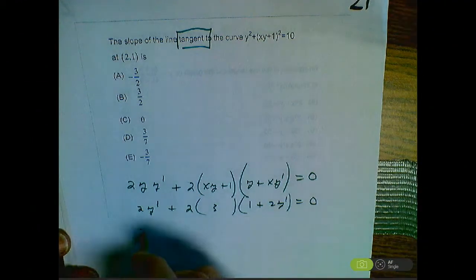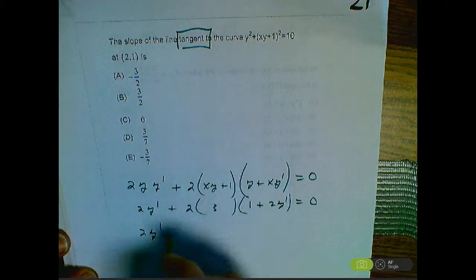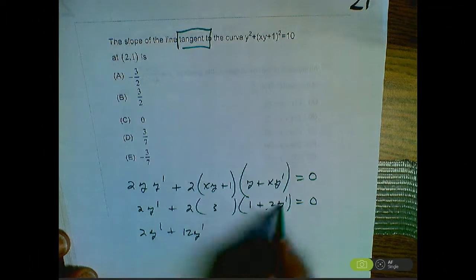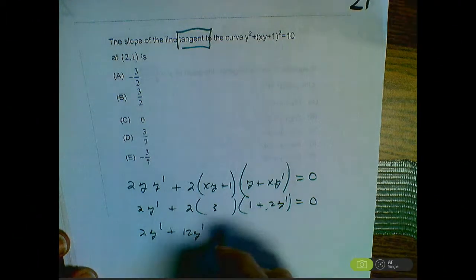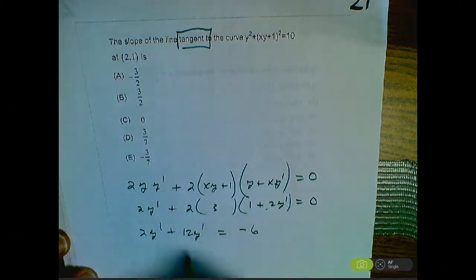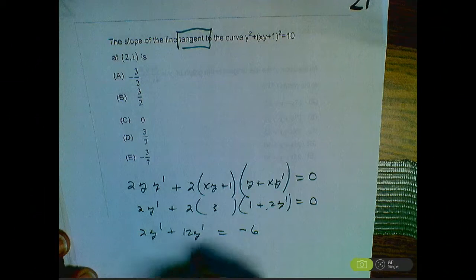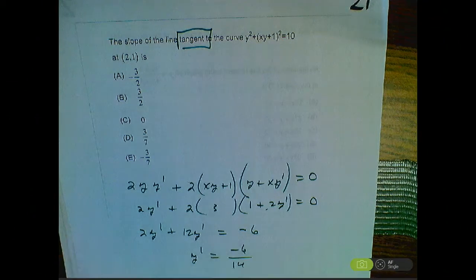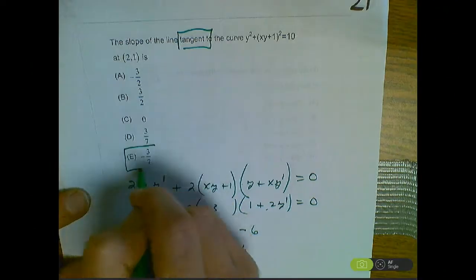We have 2y prime plus 12y prime, when I distribute the 6 to the 2, equals minus 6. So I've got 14y prime is equal to minus 6. So I'll factor that out. That's equal to negative 3/7, answer E.